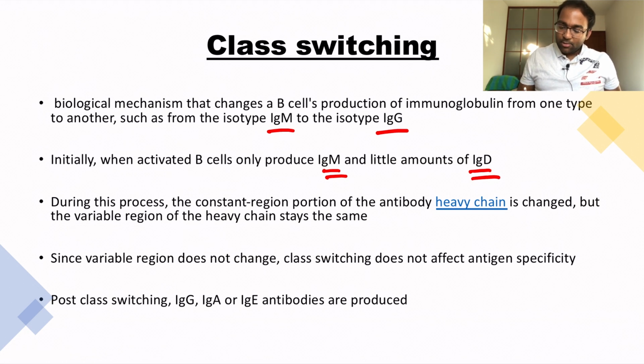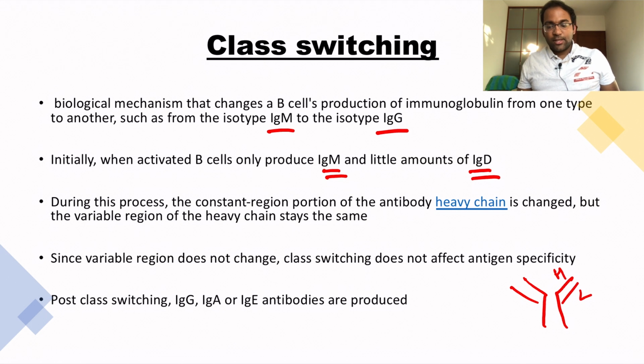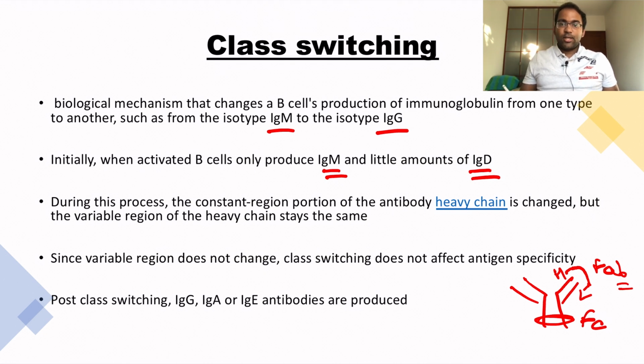Now let's make a diagram of the antibody and explain it better. L stands for light chain and H stands for heavy chain. I mentioned previously that this is the FAB region here, right? And this is the FC portion here. And I told you when I discussed VDJ recombination that it is responsible for bringing diversity in the FAB portion of the antibody, which affects the antigen specificity. But class switching is responsible for the FC portion of the antibody.